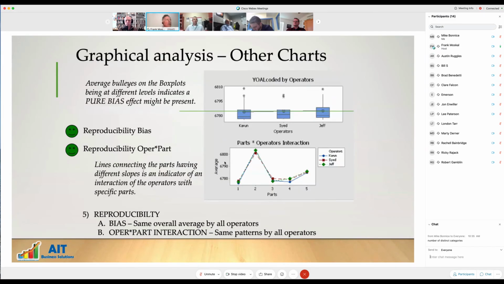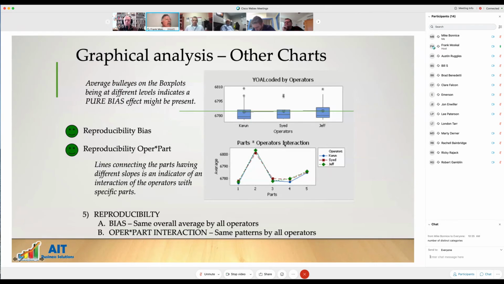Oops, going the wrong way, I think. And we do have other charts here that we can look at that sometimes help us make a decision. The by operators box plot here shows me a mean for each one of these operators, that target value, and do I see those means all along the same line? Is there bias between an operator or not?